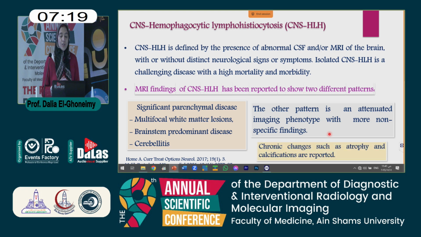Chronic changes such as atrophy and calcifications are reported in the long term, and we have patients that have been treated 3 times as a part of encephalitis. Why recurrent encephalitis? These patients should be referred to a specialist. Why encephalitis 3 times and every time receiving IVIG? Till she came to us like cerebral palsy, like she is quadriplegic.